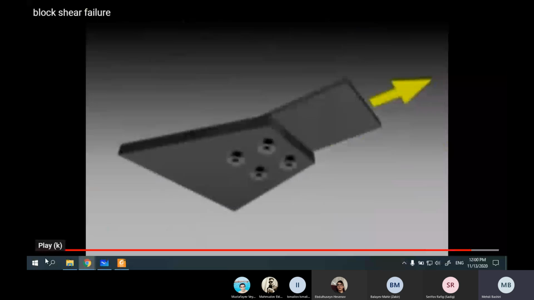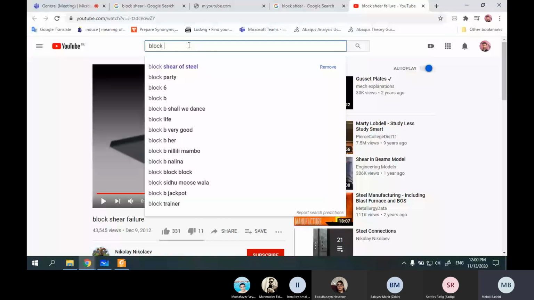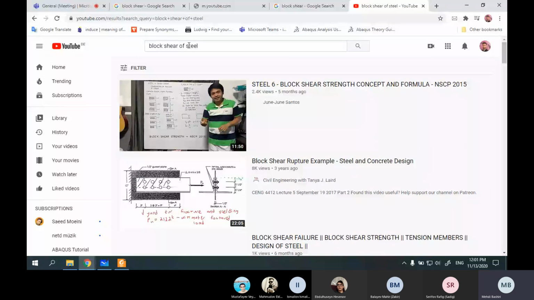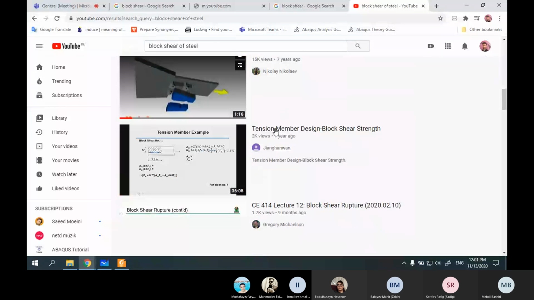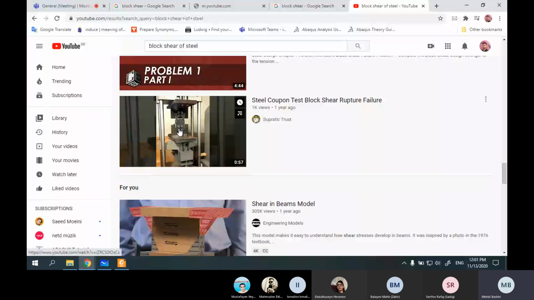This is called what? Block shear. Let me see if I can show you better videos. Block shear of steel. I want to show you something realistic. This one, I think this one's good.